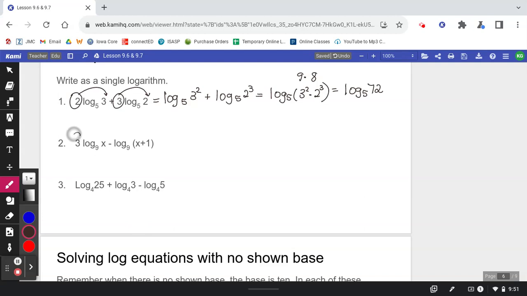My next one, same thing. I want to change these into my exponents. I guess I only have the 3. So first step would become log base 9 of x to the third minus log base 9 of x plus 1. And then subtraction means the quotient rule. So final answer would be log base 9 of x to the third divided by x plus 1.